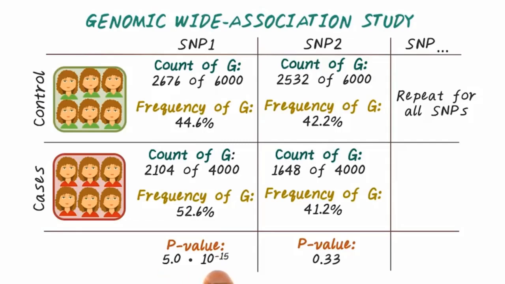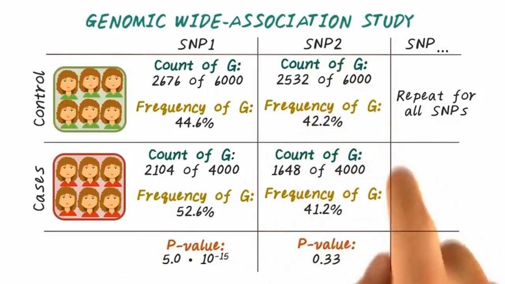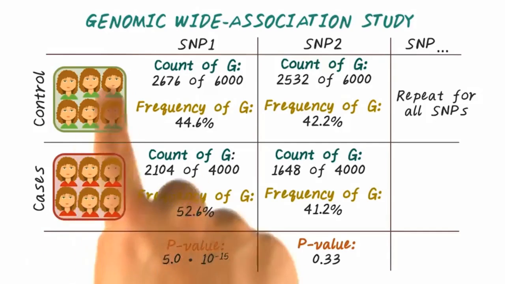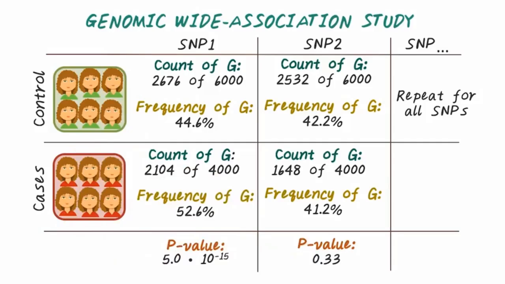If we go through the calculation, we'll find the p-value is 5 times 10 to the minus 15, which means this is extremely significant. We can conduct the same calculation on SNP2 and find out the p-value here is 0.33, which is not significant. To support a GWAS study, we need to know high-quality phenotypes on the cases and controls in order to perform this calculation. That's why phenotyping algorithm is very important.